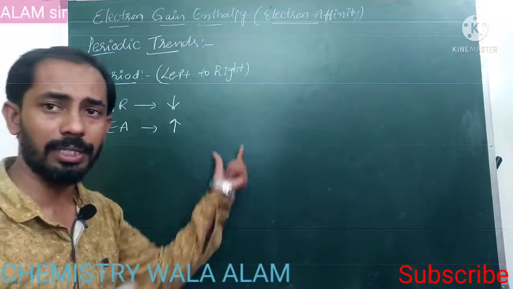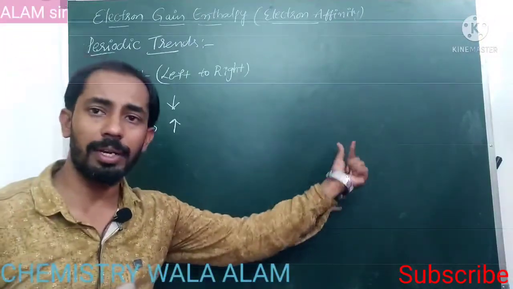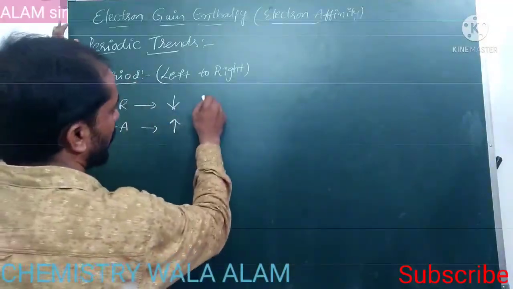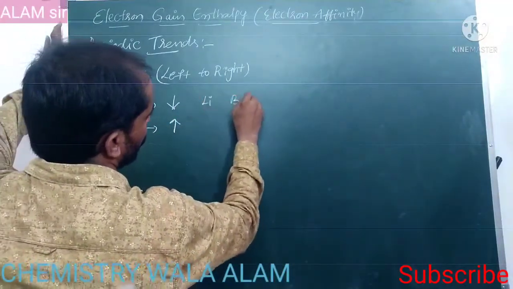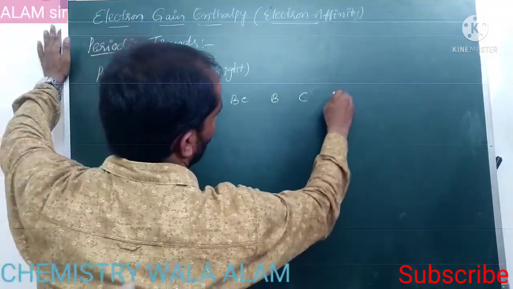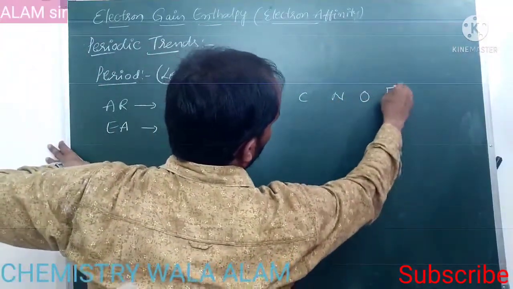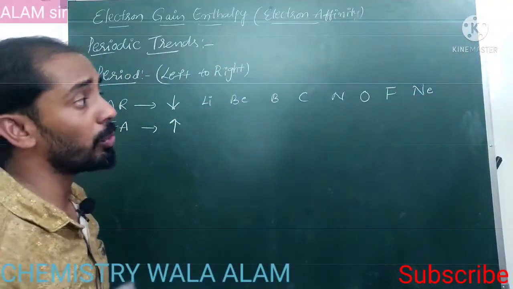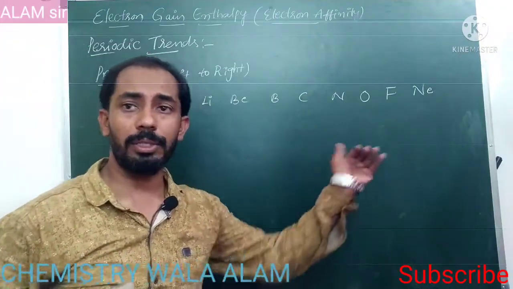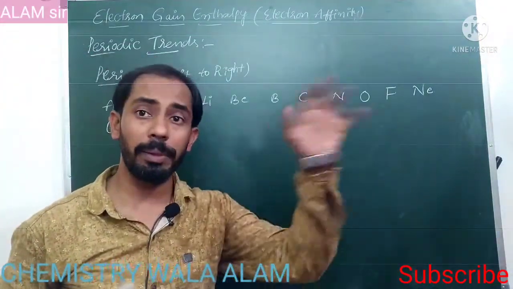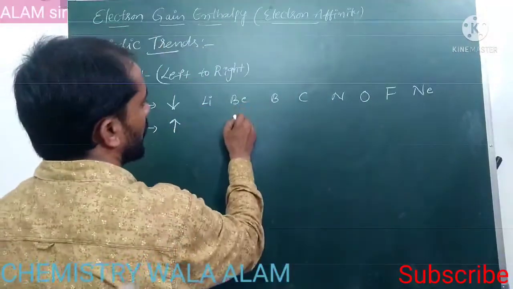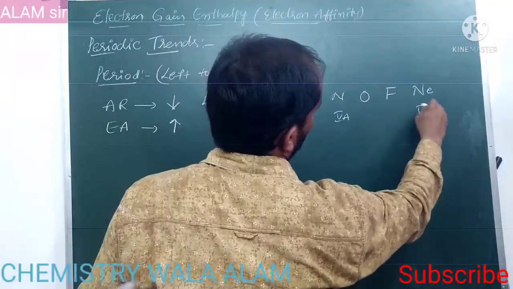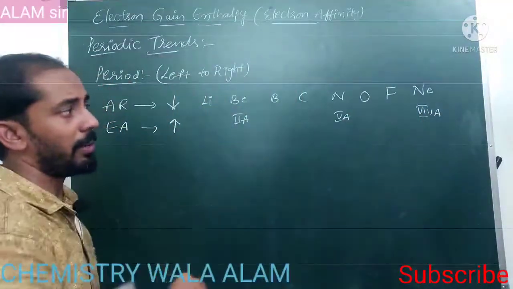That means the larger the atom, the less energy is released; the smaller the atom, the more energy is released. So left to right it increases. For example, take the second period: lithium, beryllium, boron, carbon, nitrogen, oxygen, fluorine, up to neon. The eighth group elements are positive values, meaning an endothermic process. As I said before, 2A, 5A and 8A are positive.